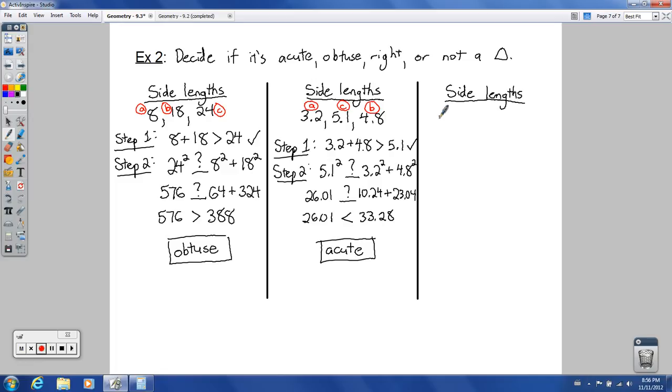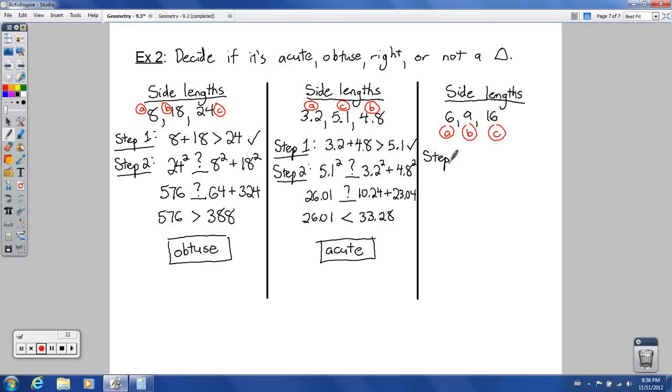So let's try one more example here. Let's say you had side lengths of 6, 9, and 16. And get your different color out. Are these in an appropriate order? Yeah, this would be A, this would be B, and this would be C. C is your longest side, 16 is the longest side. So let's go through the steps and see what we got.